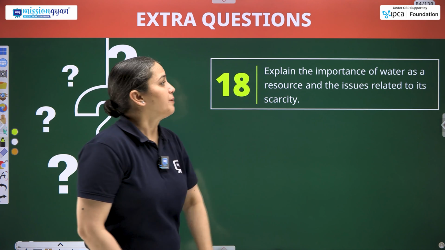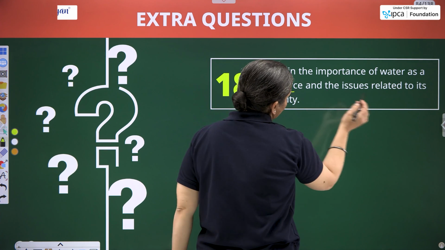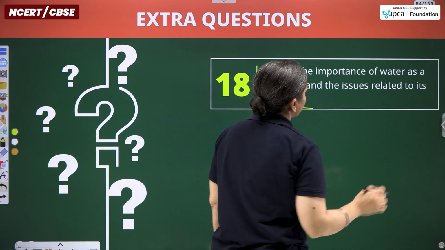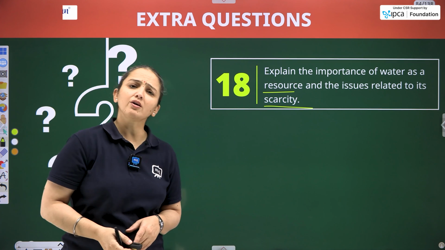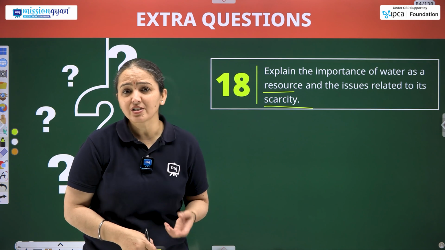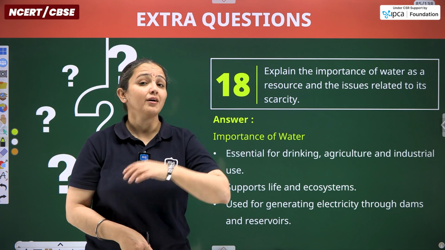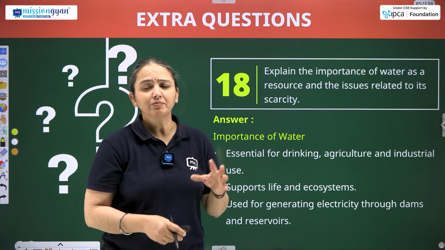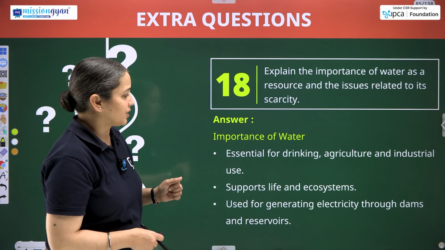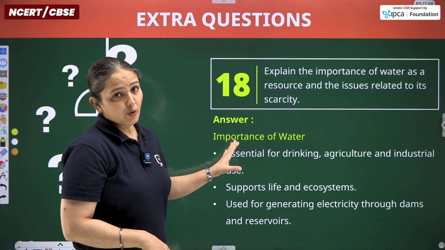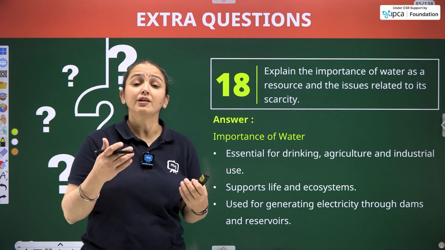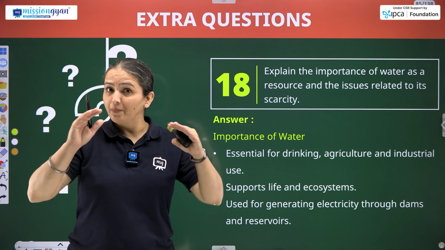Then explain the importance of water resources and the issues related to water scarcity. Issues related to water scarcity can be the reasons, and what are the reasons? Of course, growing population, demand, overuse, wastage of water, all the common, still we have to learn and read. So first of all, importance of water. We need water for our survival, prime importance.